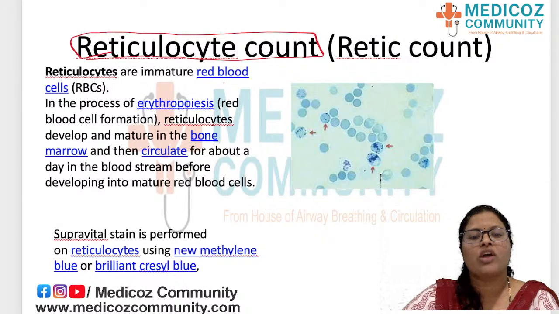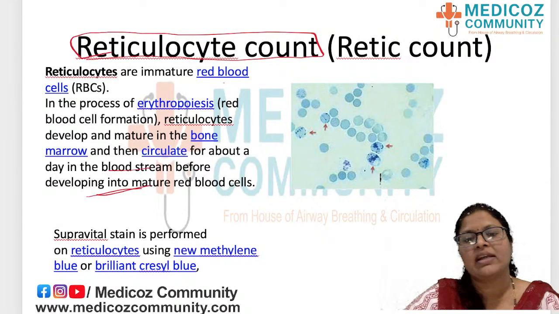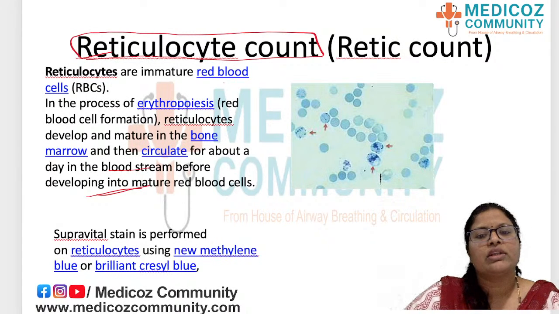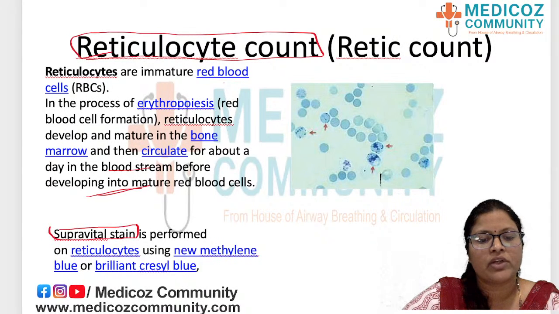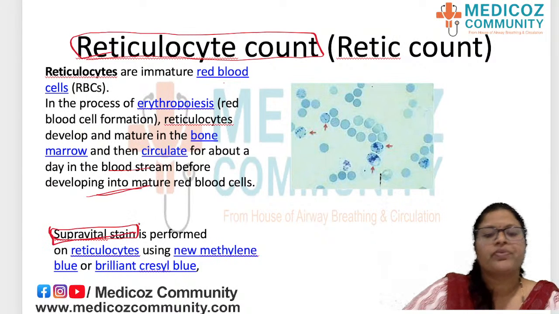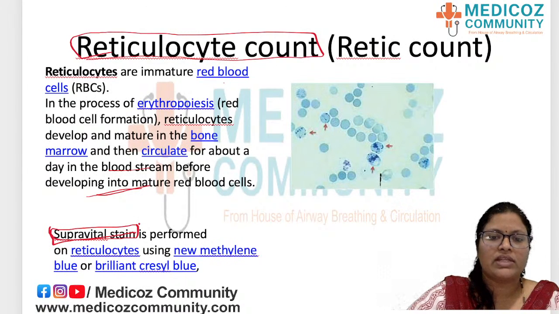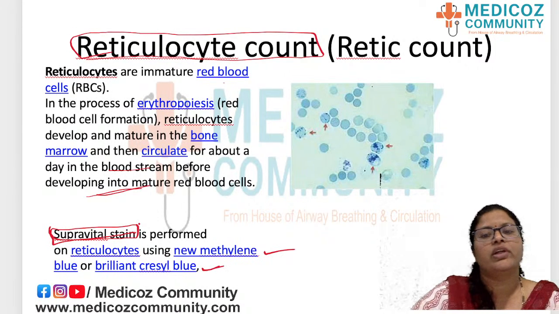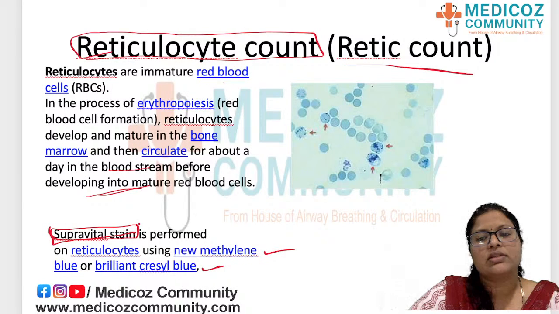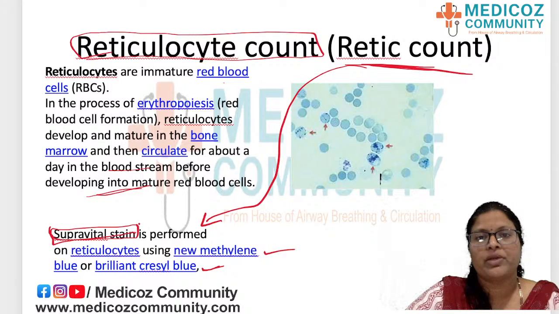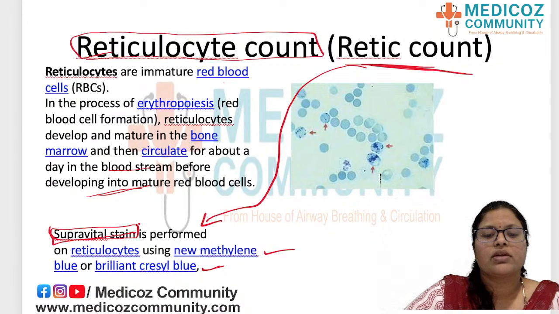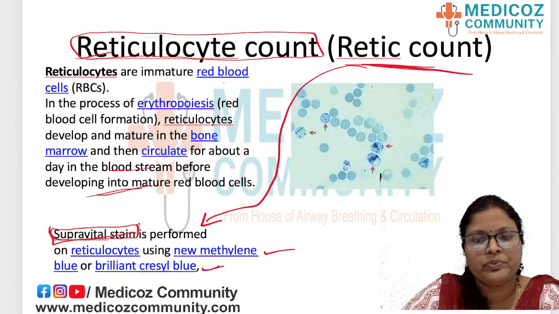Okay, so they have to be caught in that short time. They have to be stained when they are live and have to be seen. So that kind of staining is called supravital staining. Okay, when you're doing it on these live cells. Okay, and what are the two stains commonly used? Methylene blue and brilliant cresyl blue. So remember, for a retic count, you use supravital staining, and you use new methylene blue or brilliant cresyl blue. So these are the names of the stain.